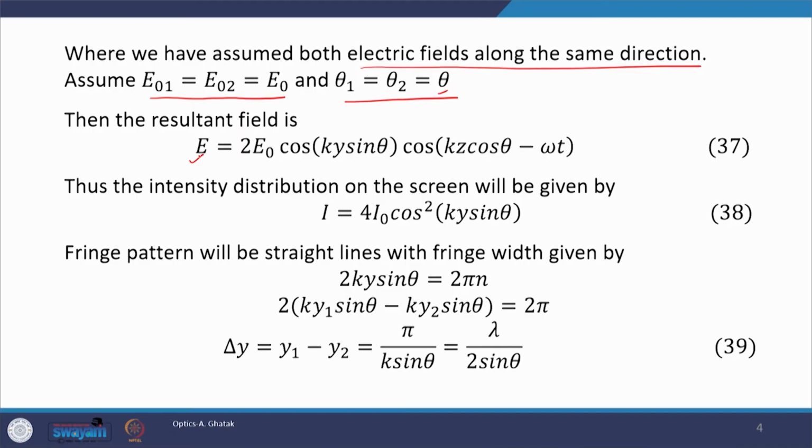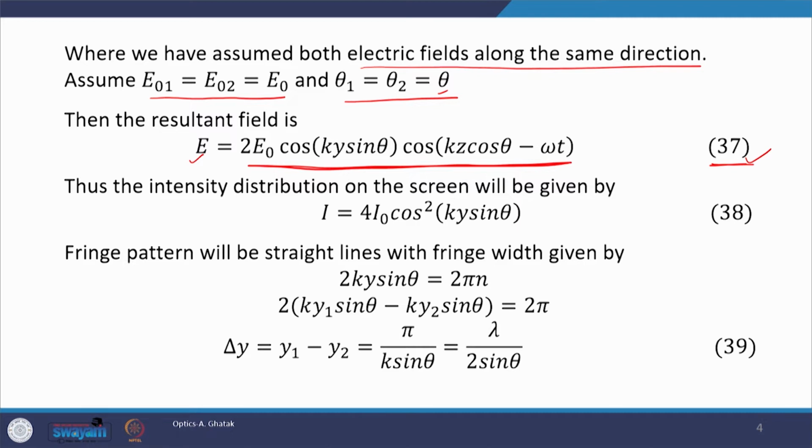How to calculate the resultant field? Add the two vectors, or add the two fields. And what are the two fields? E1 and E2. Therefore, the resultant E would be equal to E1 plus E2, and if we perform some simple mathematics, then this is the final expression which we would be left with. The resultant field is given by equation number 37 here. Once the resultant disturbance is known, we can quickly calculate irradiance.